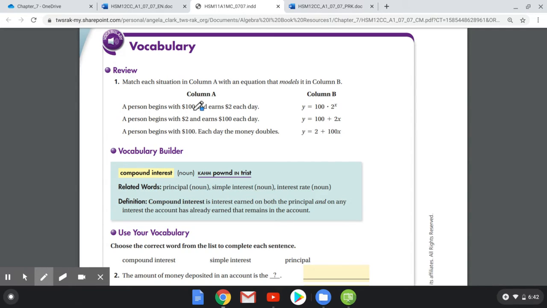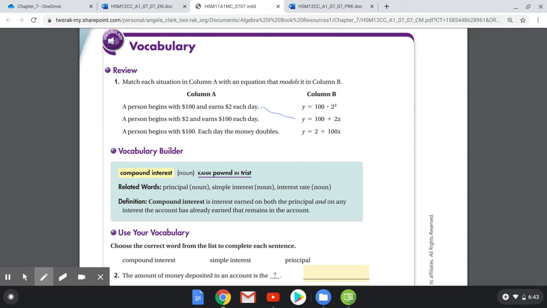So if you start with $100 and you get $2 each day, that's adding the same amount each day. So that's going to be linear, right? Adding the same amount each day is linear. So you're going to have the amount you begin with, and then the amount that you add each day is what goes with the x. Hopefully we remember this from when we learned y equals mx plus b, because that's exactly what this is. So the amount that you're adding each day is your m, right? So y equals mx plus b. So this is going to be the first one.